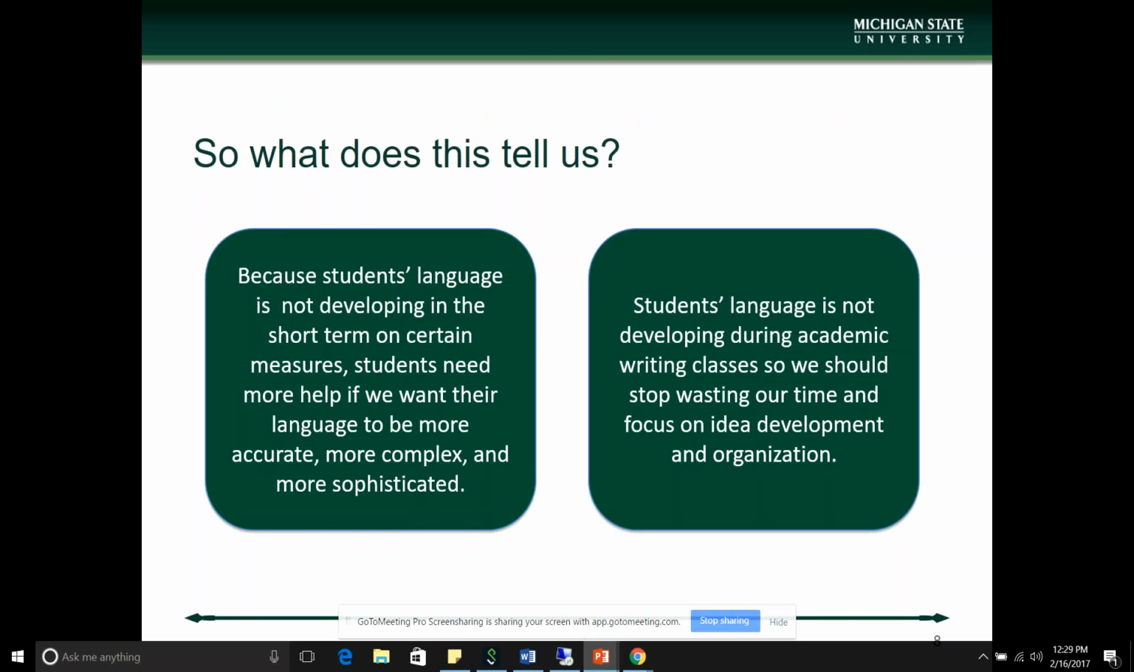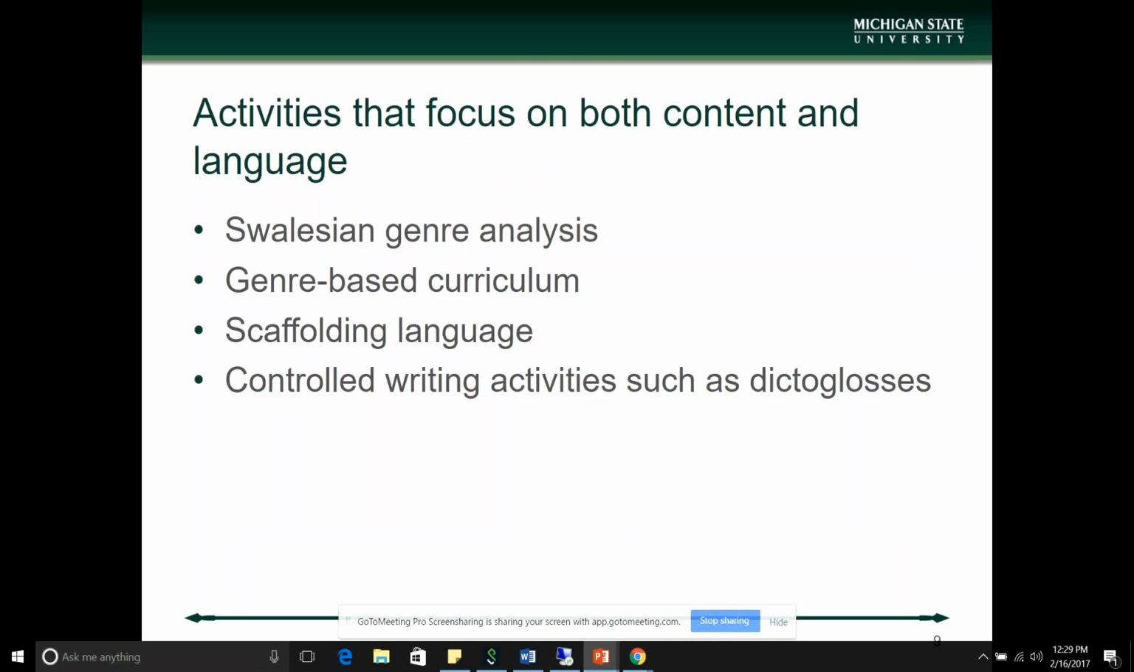Okay, I guess I will move on if nobody else has any questions or comments. And again, I'm going to just talk a little bit about some ideas for focusing on both content and language at the same time. Oh, here, Ryan has a question.